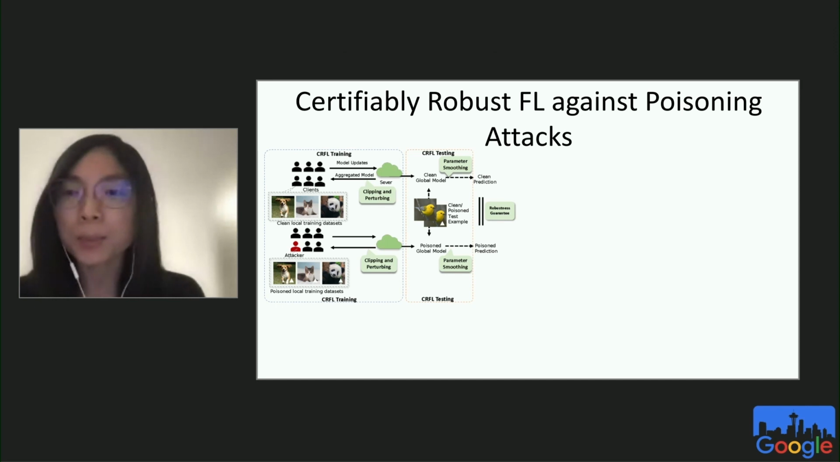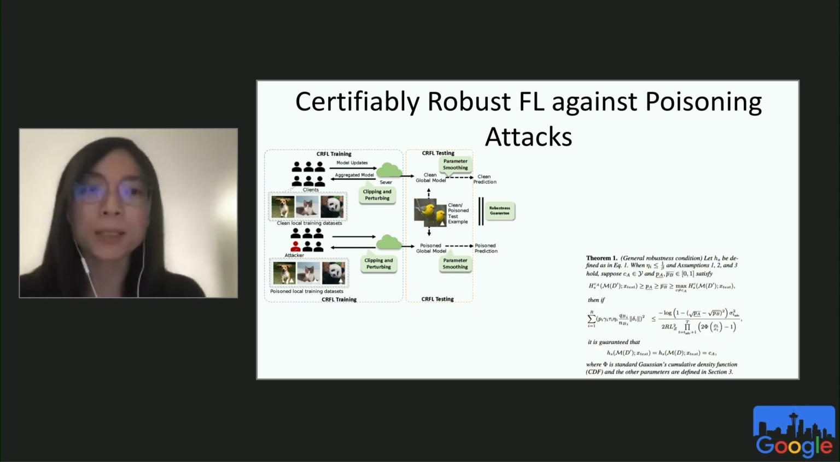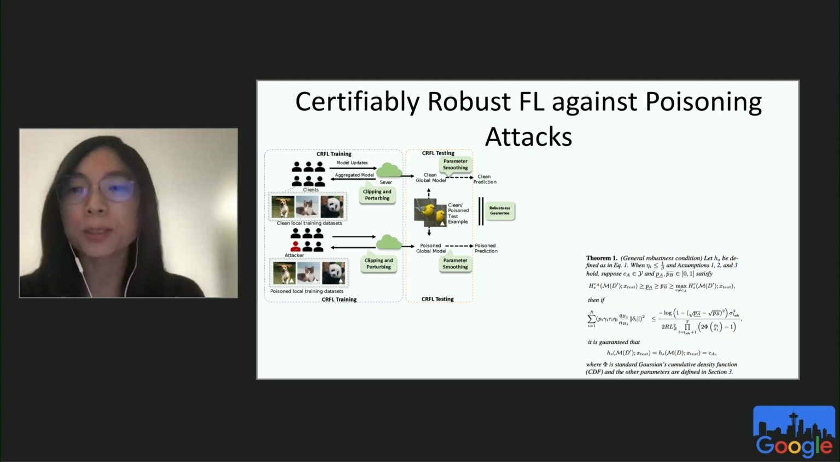And next, please. Based on this framework, we can theoretically prove that such a robustness guarantee means that a model trained with and without the poisoned data set will always provide the same prediction for the same given data. That means the poisoning attack during training will be useless under certain constraints.